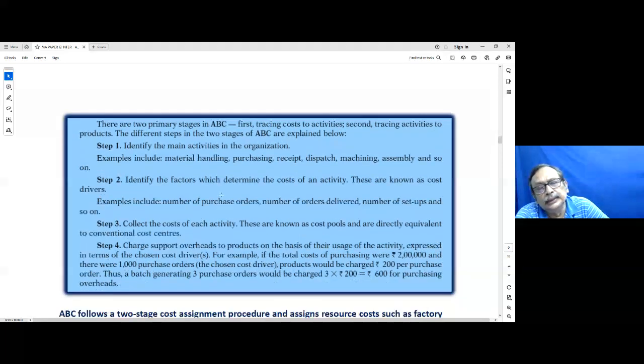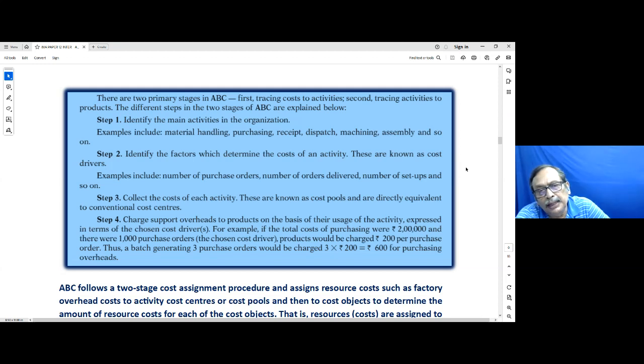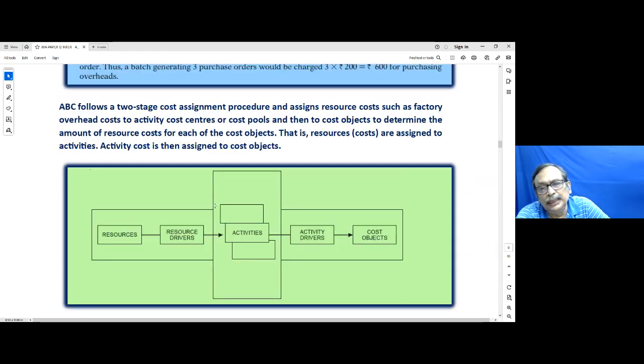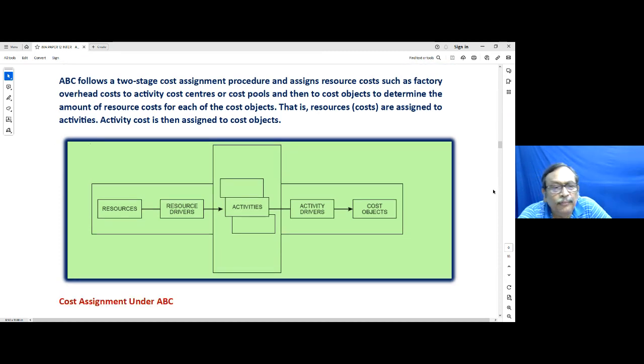So as far as the stages in ABC are concerned, I think you have understood, because I have clearly spelled out step 1, step 2, step 3 and step 4, and finally how we are going to trace the support overhead cost to the various cost objects. That is easily understandable. Now, the same thing I have expressed in a different form.